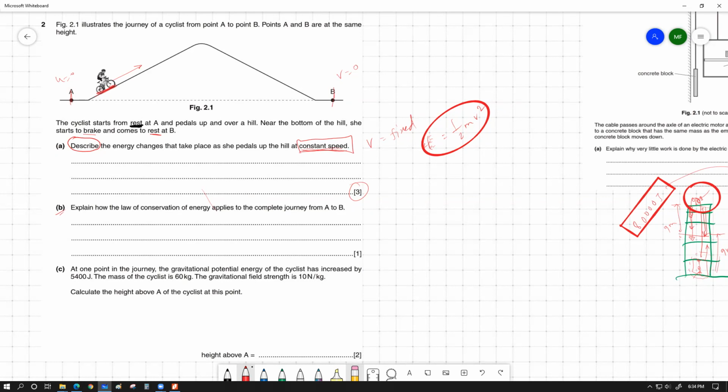As the person falls down and breaks, that GP and KE converts into heat energy that is dissipated. Braking produces heat that will be dissipated. So chemical energy from the person goes as heat energy into the surrounding.